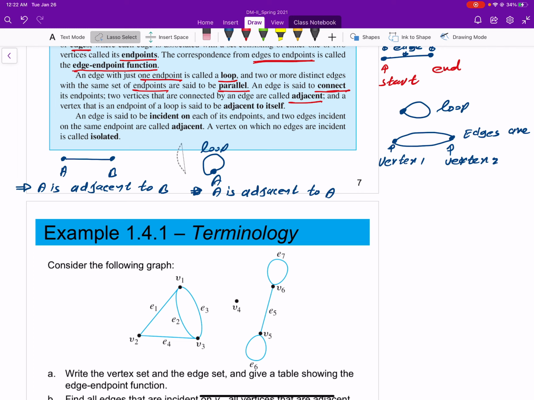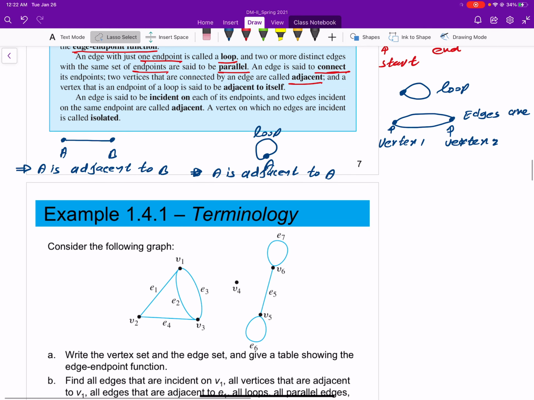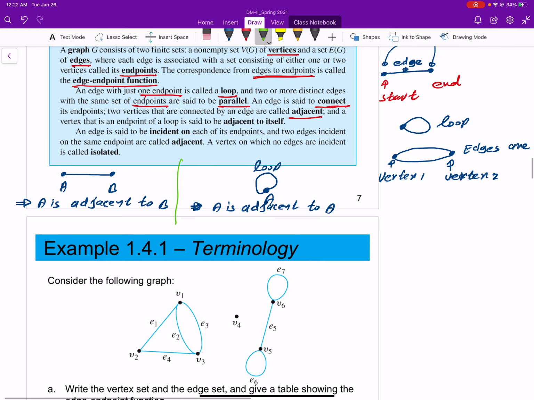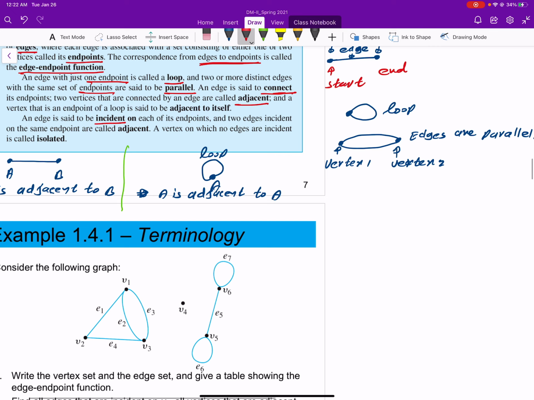Let me put a divider. All right. Then we're going to learn another technical term, which is incident. An edge is said to be incident on each of its endpoints, and two edges incident on the same endpoint are called adjacent. Okay, so this is the case that we're going to discuss.